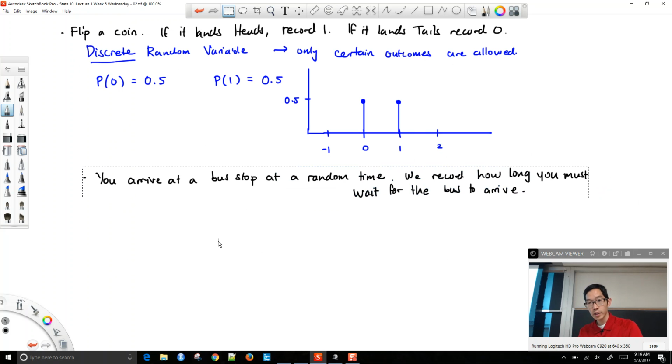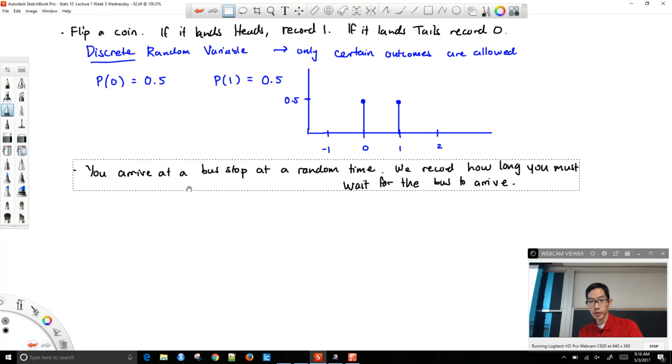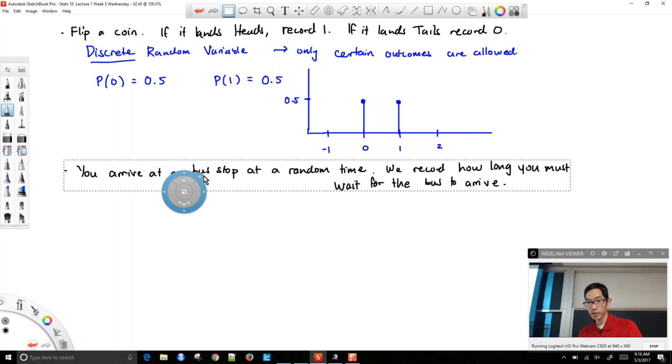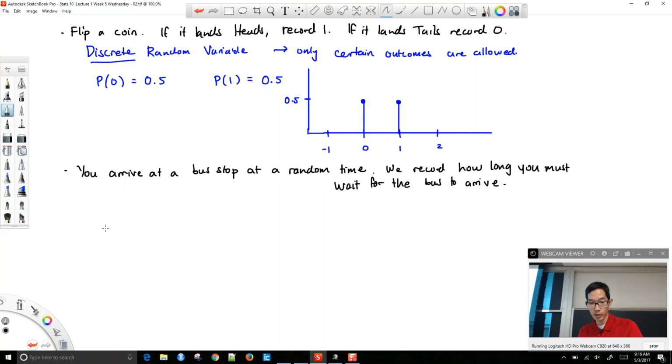So let's say at the bus stop, the bus comes every 20 minutes. Okay, we'll say the bus comes every 20 minutes. Right. And okay, so if the bus comes every 20 minutes, and we're arriving at the bus stop at a random time, what is the least amount of time we would have to wait?